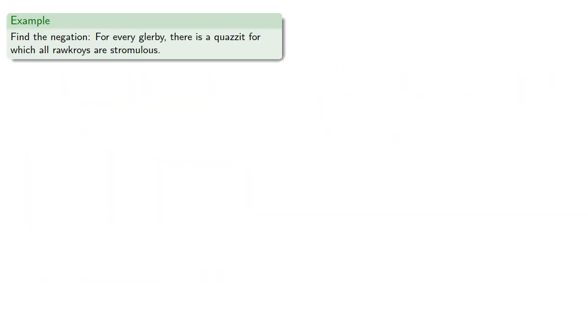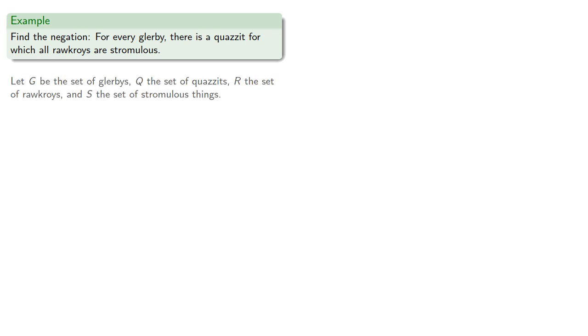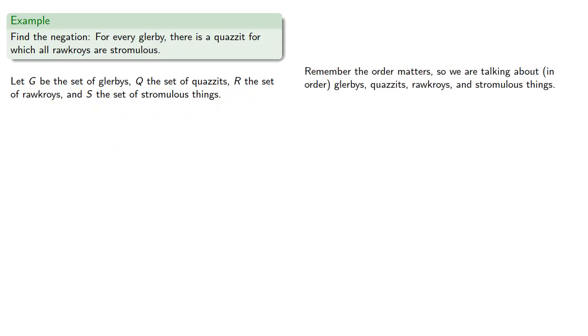Or let's consider one more negation. For every glurby, there is a quasit for which all Rockroys are stromulus. So let G be the set of glurbies, Q the set of quasits, R the set of Rockroys, and S the set of stromulus things. So remember that order matters. So we're talking about, in order, glurbies, quasits, Rockroys, and stromulus things.